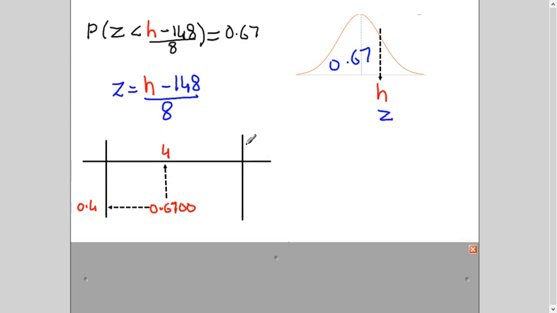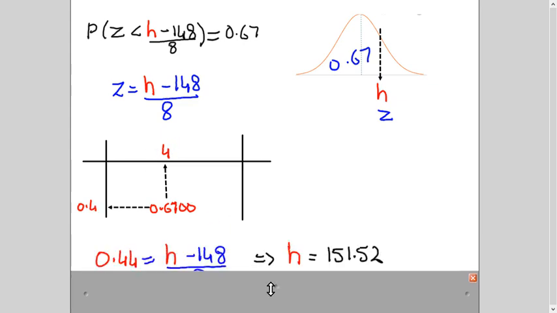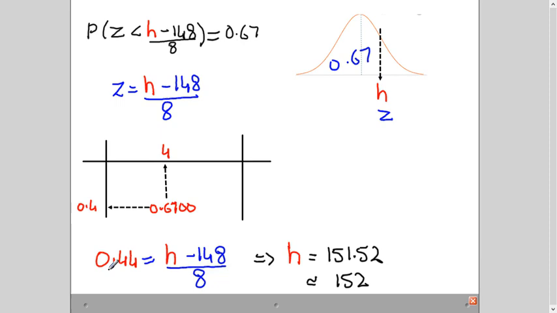Because the probability is 67%, which is exactly present here, I will see the first decimal place is 0.4, the second is 4, so it will give me the value of z as 0.44. I have plugged in this value in place of z, and then I'm simply doing manipulation and calculation, and I got 152. So it means this h value is 152.